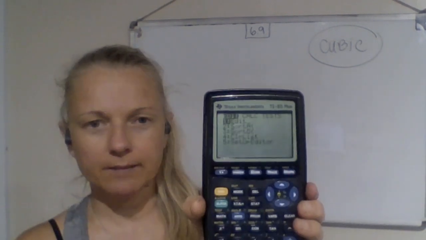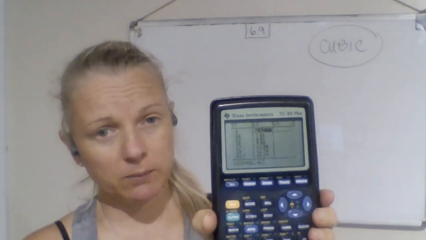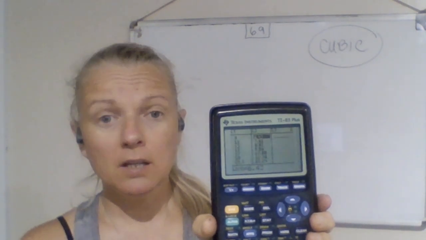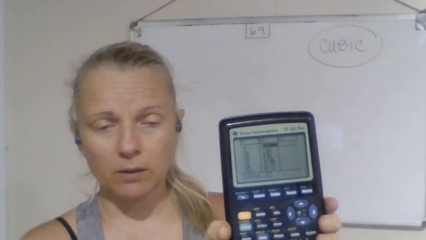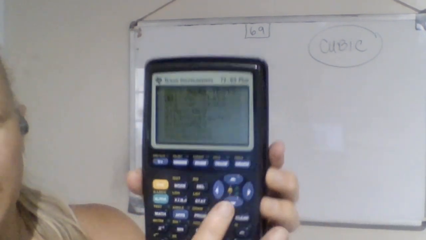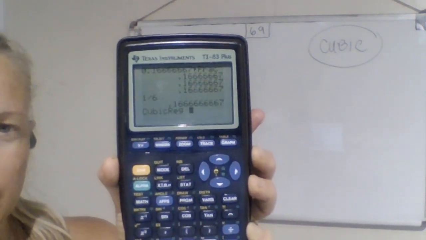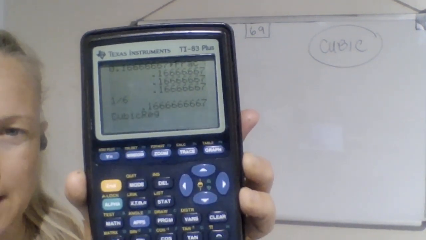So what do I do? I go to stats. I do edit. I hit enter. I already put my list 1 and list 2 in there, so I don't keep you. I put the first one in, then the second one up there. Then I go back to stats, move over to calc, and go down to option 6. I hit enter, and I'm going to tell it, yes, please give me this function.